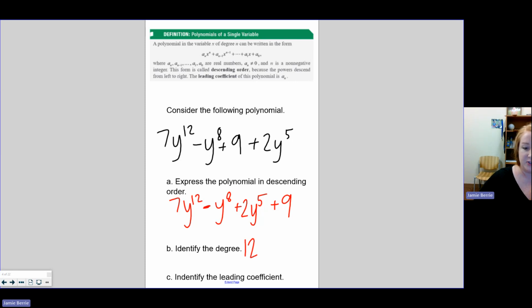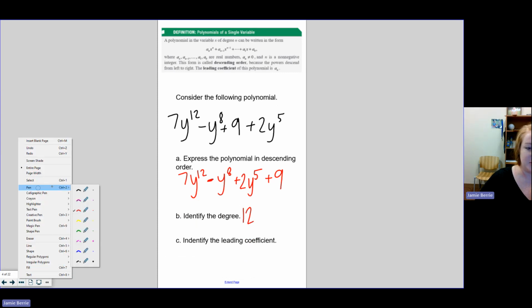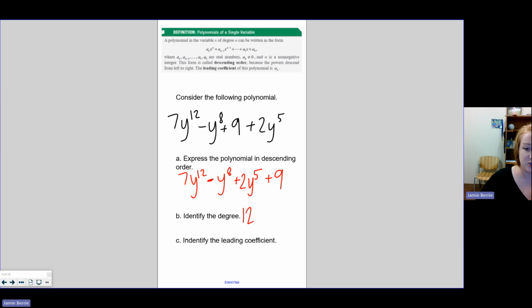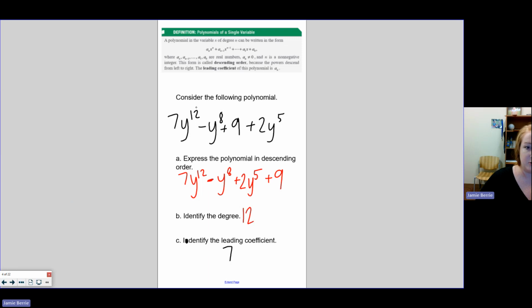And then here you can see I've misspelled identify. It should say identify the leading coefficient. So what do you think the leading coefficient is? Remember, the coefficient is just the number in front of the variable. All right, so if you said 7, that is correct. You look at the leading term and then you identify what is the coefficient on that leading term. So that is 7.